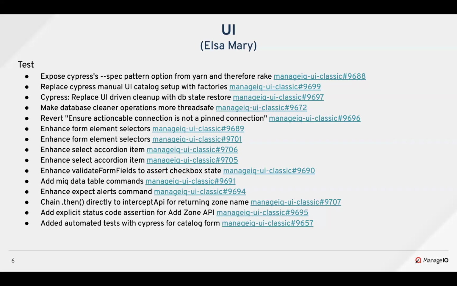Then we have some other PRs to enhance form element selectors, select accordion item, and enhance validate form fields to assert checkbox state, and a PR to add Cypress commands for the MIQ data table, enhance the expect alerts command, a PR to chain the then function directly to the intercept API for returning zone name, add explicit status code assertion for the add zone API, and a PR to add a Cypress test for the catalog form. Next slide.